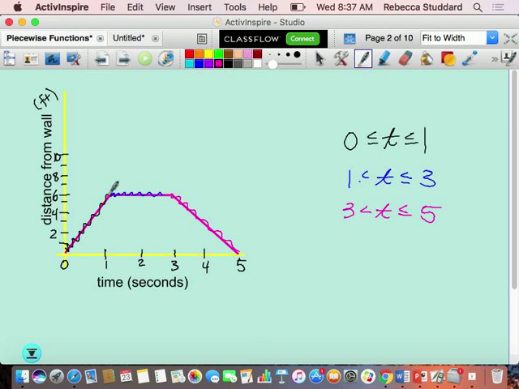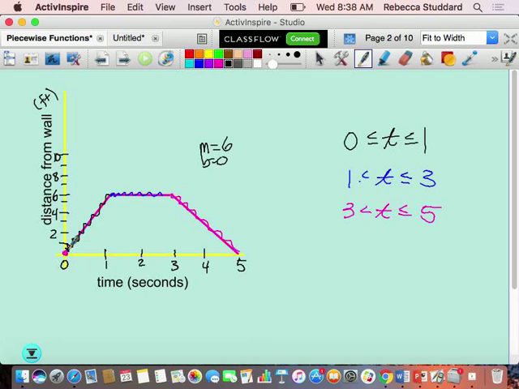What is the slope of this piece of graph right here? We go up how many? Up 6 and over 1. Up 6 over 1 gives us a slope of 6. What's the y-intercept for this piece? 0. So what would the equation be for this first piece of graph? y equals 6x plus 0.